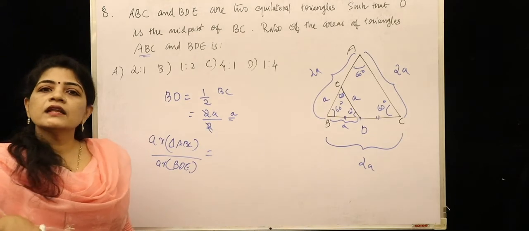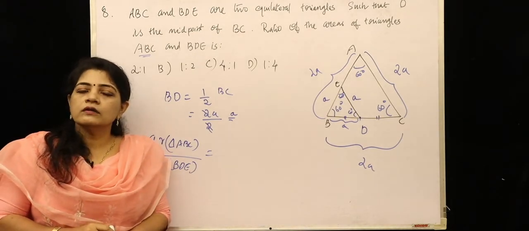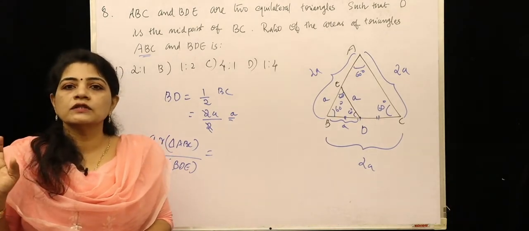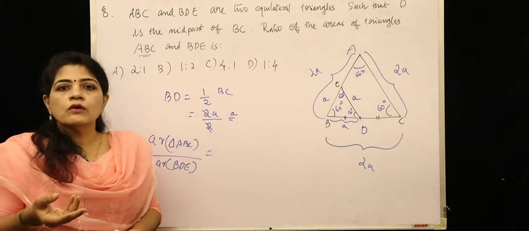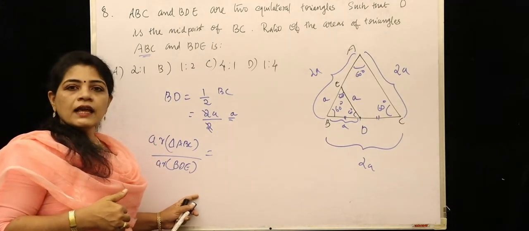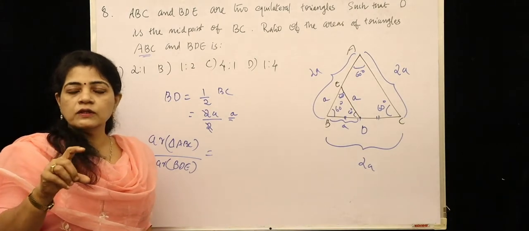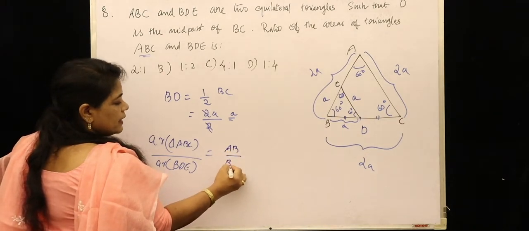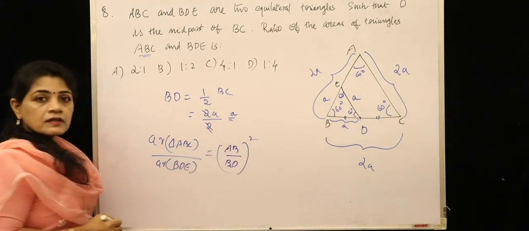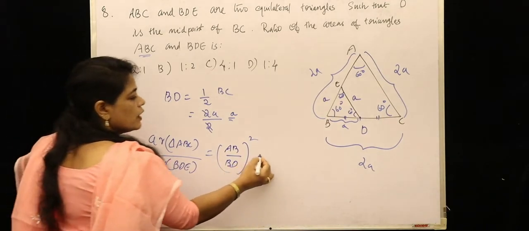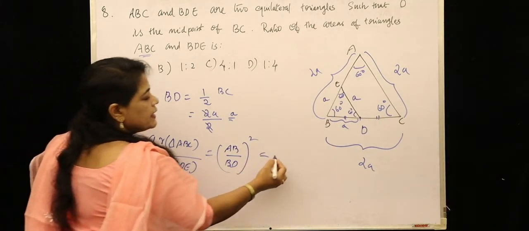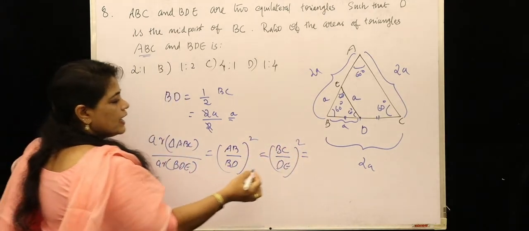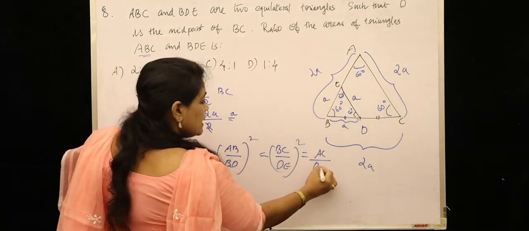Children, can we apply the area ratio theorem here? Yes. Why? Because these two triangles are equilateral, they are similar, since all the three angles are equal to 60 degrees. So we can equate the ratio between the areas to the square of the ratio between their corresponding sides. See, children, here AB divided by BD whole square, the square of the ratio of their corresponding sides, equals BC divided by DE, and that is equal to the third one, AC divided by BE, whole square.